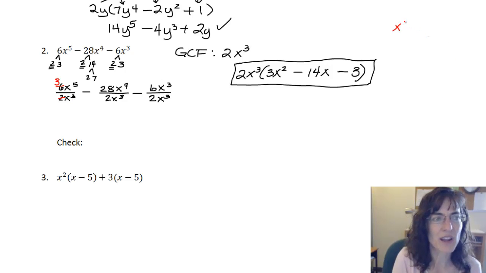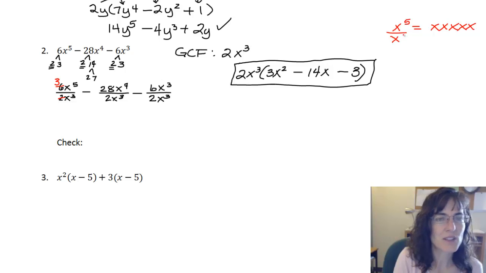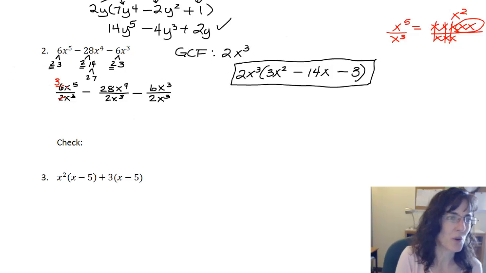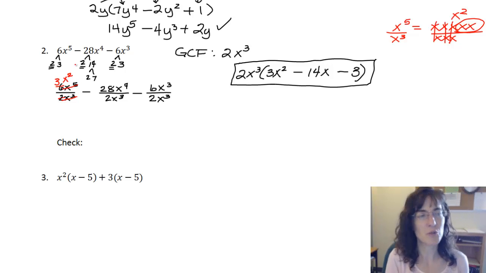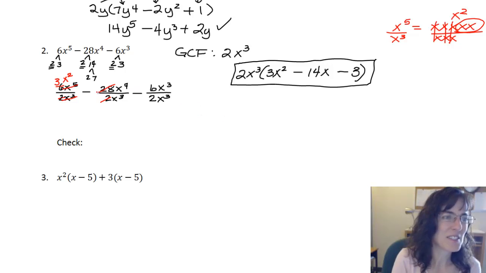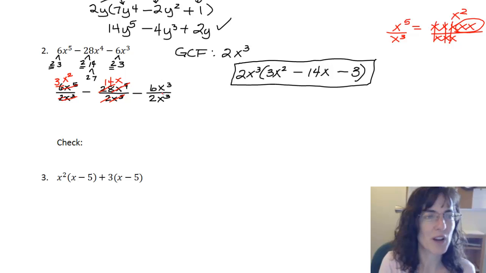Let's look at this one other way. X to the 5th is x, 2, 3, 4, 5 over x to the 3rd, which is 1, 2, 3 of them. Those reduce, those reduce, those reduce. I'm left with x squared on top. So if I have 3 x's in the denominator, 5 in the numerator, when I reduce, I've got 2 left in the numerator. All right, so 2 goes into 28 14 times. I have 3 x's in the denominator, 4 in the numerator. I'm going to be left with 1 x in the numerator.